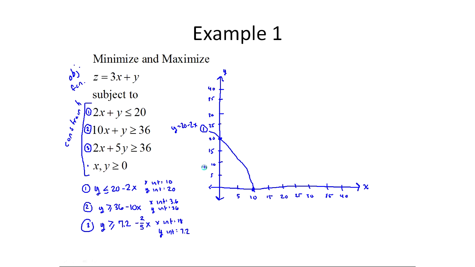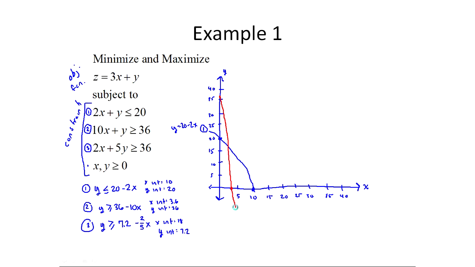Now I want to do 2, so I'll do 2 in red. My x-intercept is 3.6, so way low. But this has a really steep slope, and because it has a slope of 10, we have to go all the way up to 36 up here. So I want to connect those two values and draw my line.